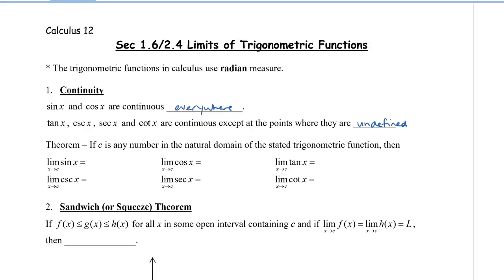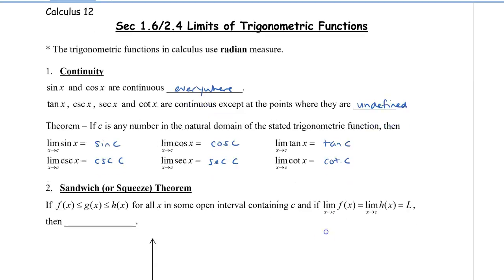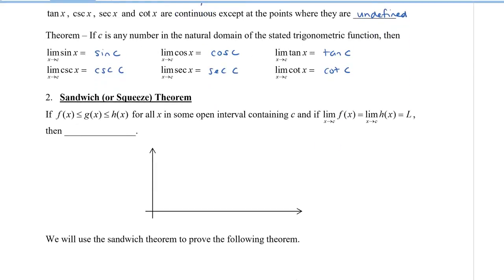We can find the limit just by plugging in c for the value of x in each of the trig functions. So we have sine c, cos c, tan c, cosecant c, secant c, and cotangent c. Basically we just have to plug in the c value for whatever x is to find the limit. Now I'm going to show you a special limit that you often use when looking at trigonometric functions.